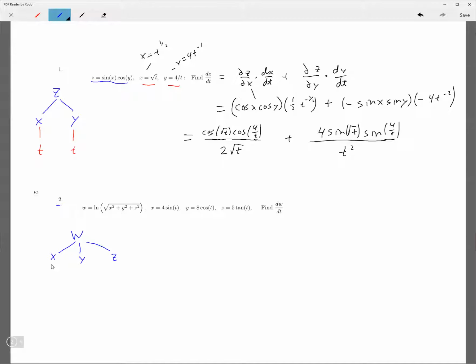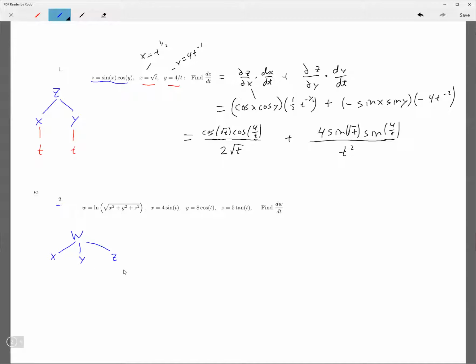Okay, and then what's the bottom tier going to be? Just t, because each of these is just a function of t, right? So that's going to be t, t, and t. So that means this derivative, dw/dt, is going to go from the top all the way down to the bottom.